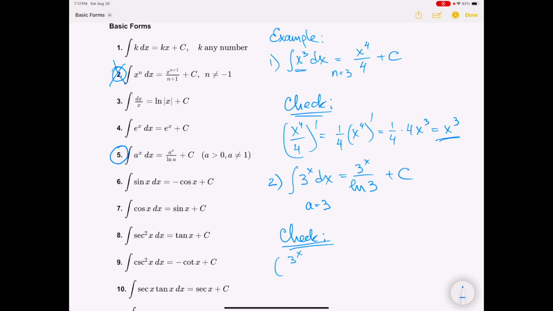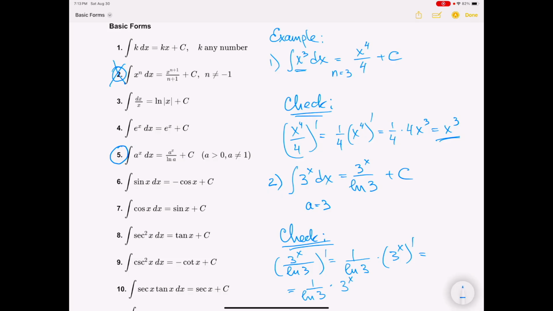Derivative of 3 to the x over natural log of 3. 1 over natural log of 3 is a constant, and if we use a calculator, we will not know approximately what it's equal to. So we'll use the constant multiple rule, which means we just need to find the derivative of the exponential function 3 to the x and multiply it by a constant, 1 over the natural logarithm of 3.